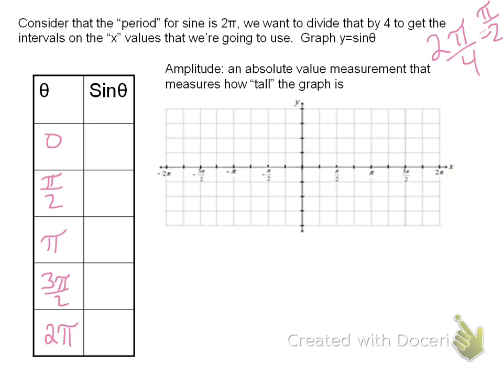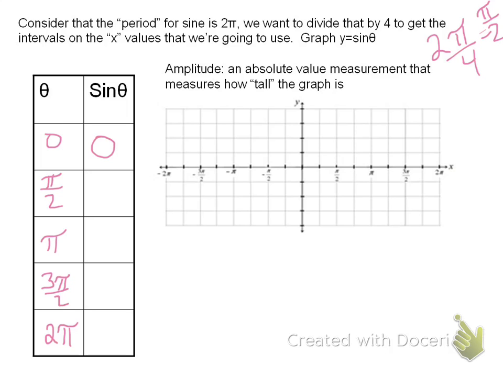So one of the new things that we're going to be talking about here is the amplitude of the graph. And the amplitude of the graph is how, quote-unquote, tall the graph is. So let's take and use our unit circle to fill out the rest of the table. So at 0 degrees, looking at our unit circle, at 0 degrees, what is the sine of theta? I'm sorry, 0 radians. 0 radians has the sine of 0. Remember, this is your y values.